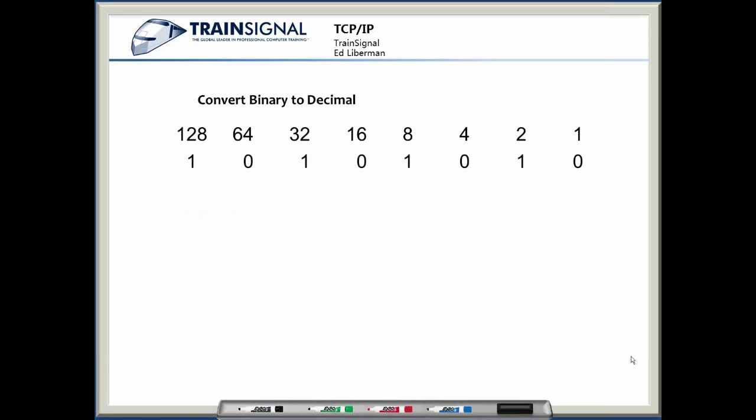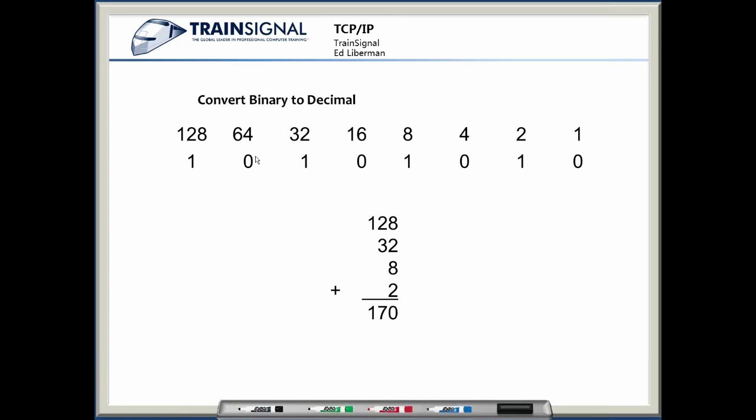And then just like with decimal, we're going to say 1 times, and I'll start from the left this time. We'll say 1 times 128 is 128. 0 times 64 is 0. 1 times 32 is 32. 0 times 16 is 0. And you keep going all the way through until you have all your values and you add them up. Matter of fact, it's even easier than we had in the decimal numbering system, because 0 times anything is 0, and 1 times anything is itself. So all you have to do is any column value that has a 1, add that value in.